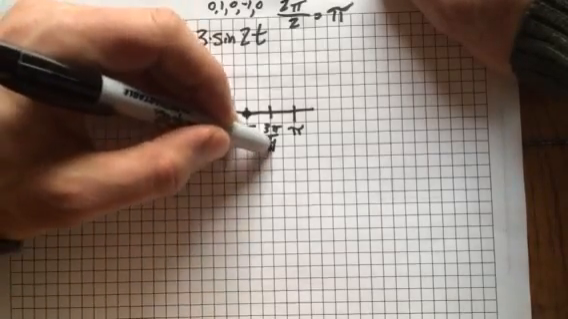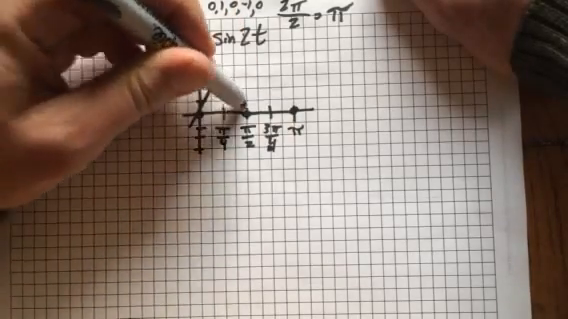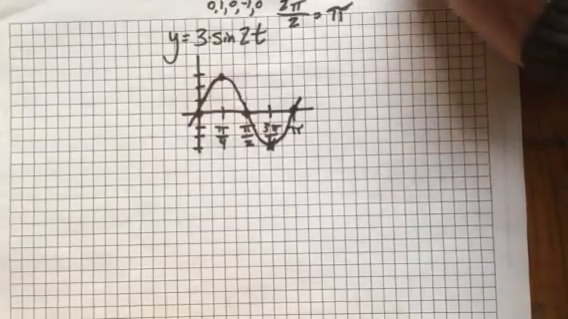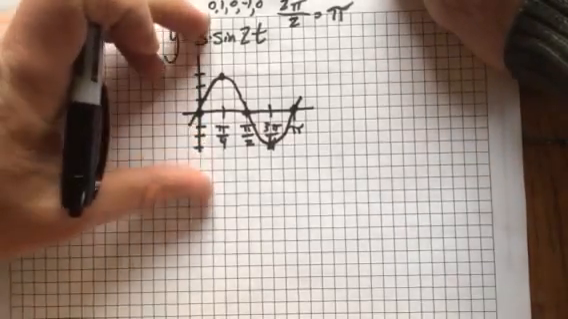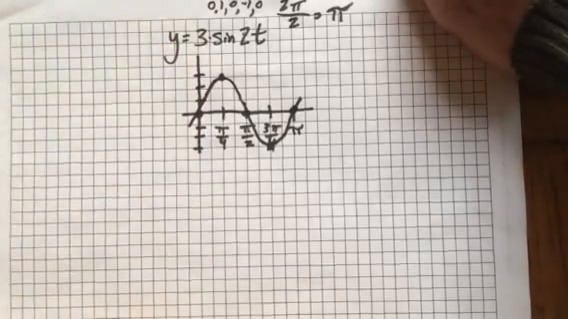And then it goes down to 0. Then it goes down to -3. Then it goes back up to 0. And it keeps going like that. Notice if this was 5, it would have gone up to 5. If this was 1/2, it would only go to 1/2. Let me do one more example.